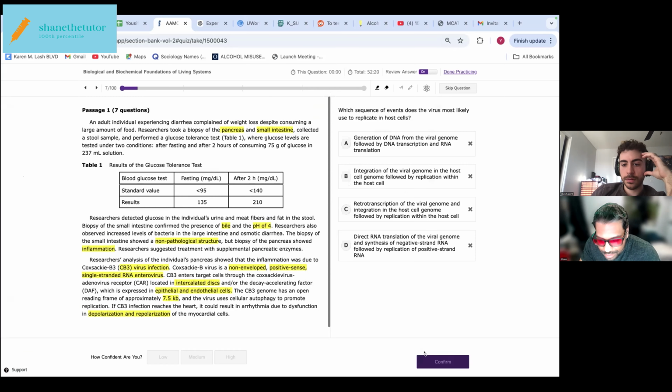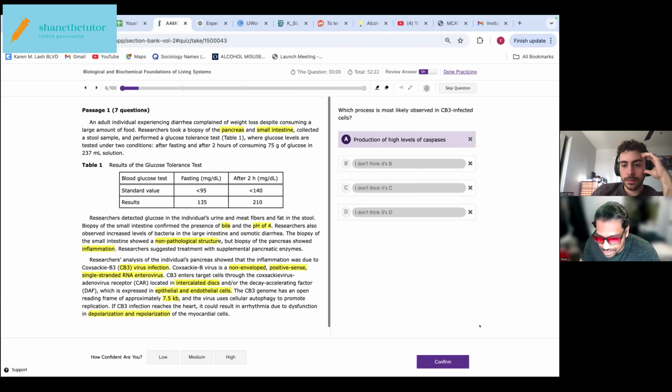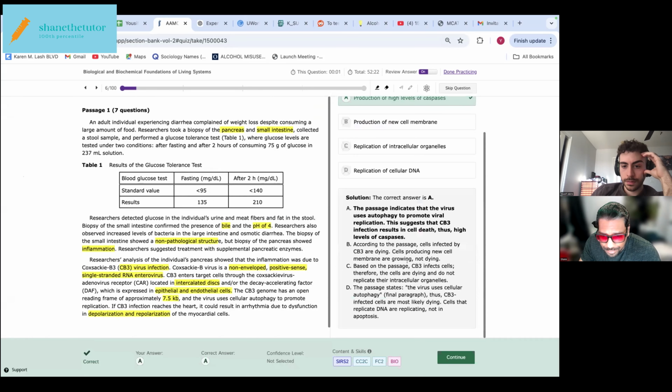And now they said, awesome, that caspases cause cell death. So now you could just add that to your knowledge. Maybe you could even make an Anki card for it. So in the future, you'll know that caspases do cause cell death, apoptosis. Okay.